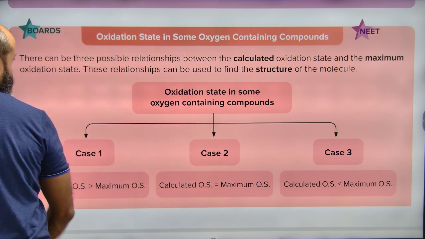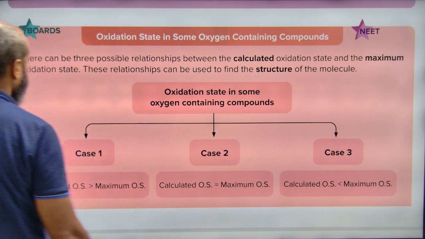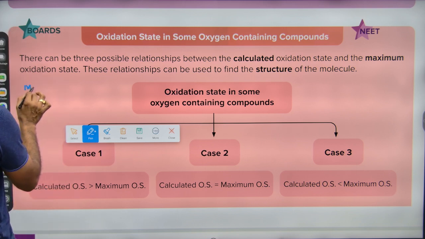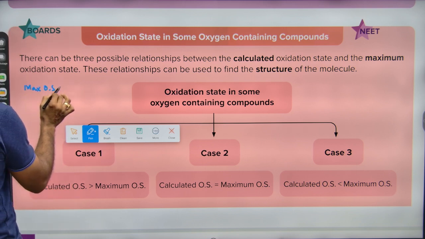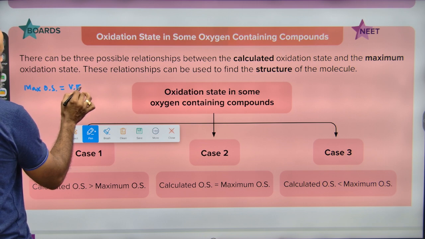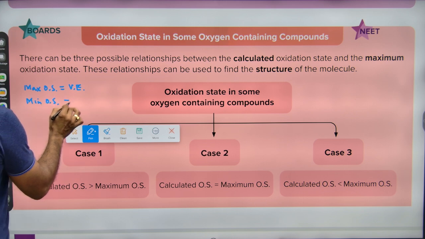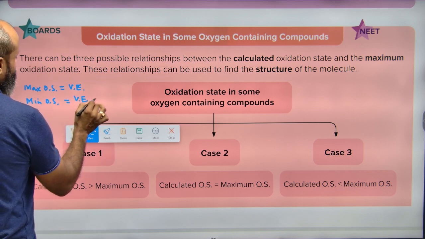So let's say we have seen that the maximum oxidation state is equal to valency electrons. And what is the minimum oxidation state? Minimum oxidation state is valency electrons minus 8.